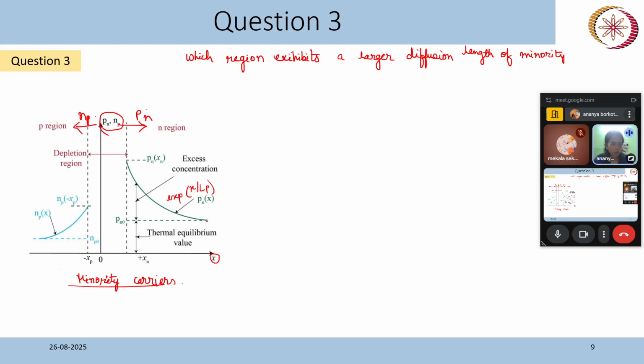Actually, the values are not given, but I'm just giving the question. Just by looking at the graph, you can tell. The xn and xp values, np at minus xp, pn at xn, are not given. How the exponential decay happens, those values are also not given. But the question is, just by looking at the graph, which region exhibits a larger diffusion length of minority carriers. Option A is the P region.